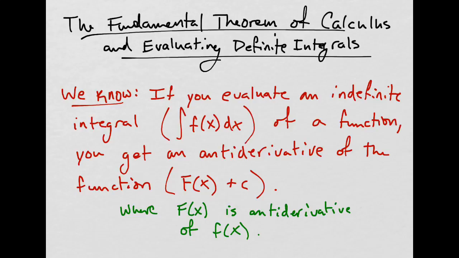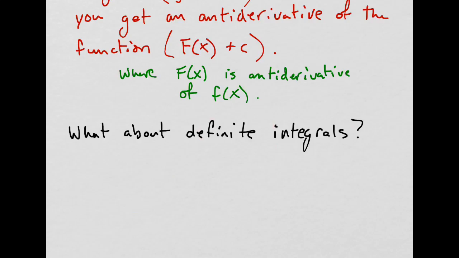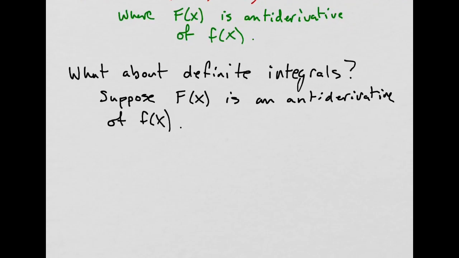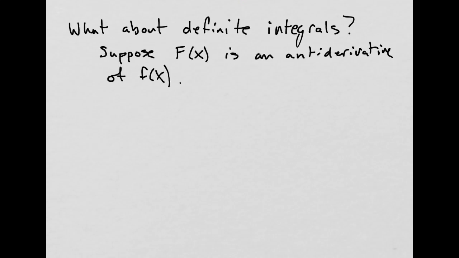But the second part of the fundamental theorem of calculus deals with definite integrals. So what if we have a definite integral? First, suppose that capital F of x is the antiderivative for f of x. That's nothing new. If you take the derivative of F, you get f. So if you know how to get the antiderivative, then you can do something. Then here's the whopper.